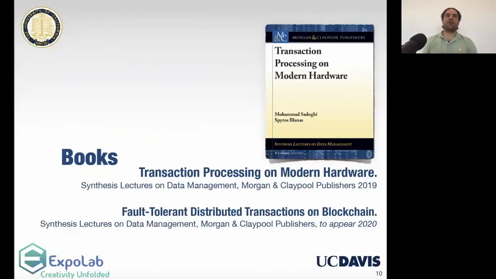And given that I've been working on concurrency for a long time, with my friend and co-author Spyros from Ohio State, we decided to write a book on the concurrency protocols that have appeared in the last 20 years. And so we published a book called Transaction Processing on Modern Hardware by Morgan and Claypool last year. And this really looks at the flourishing of concurrency control in the last 20 years based on this shift and the availability of new hardware.